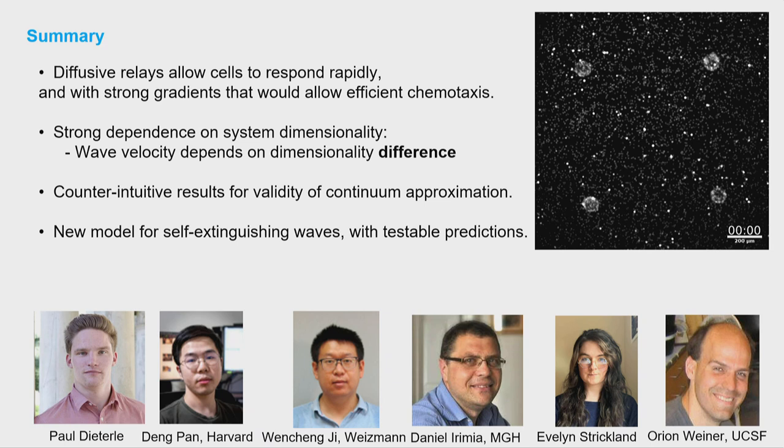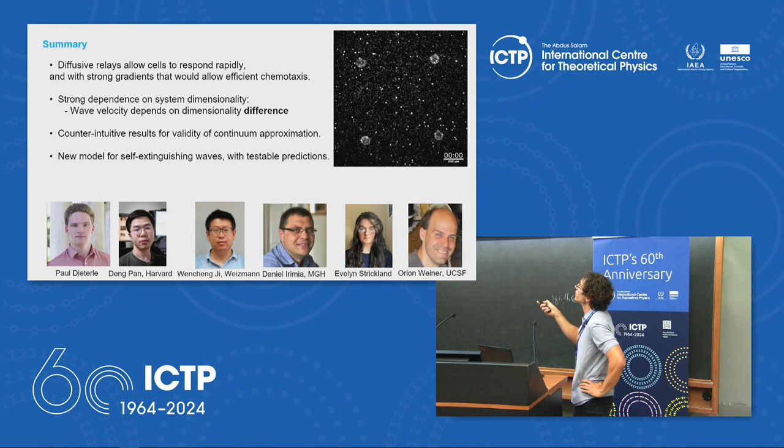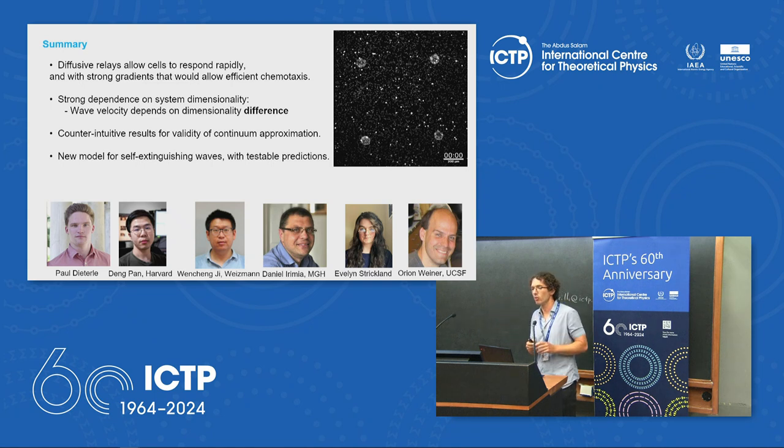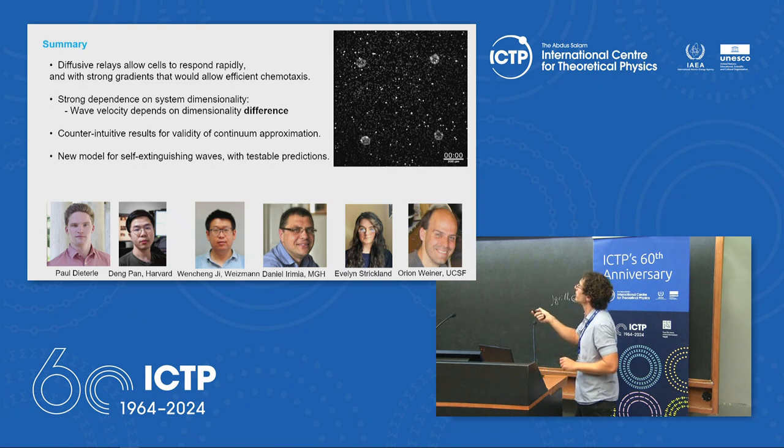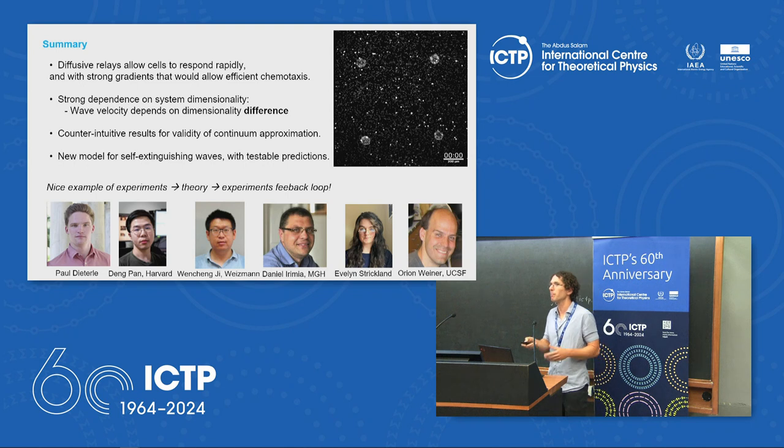So to summarize, I showed you that diffusive relays allow cells to respond rapidly and with strong gradients that allow for efficient chemotaxis. I showed you a strong dependence on the system dimensionality, and in particular, the wave velocity depends on the dimensionality difference between the dimensions the cells are in and the dimension diffusion takes place in. I showed you rather counterintuitive results for the validity of the continuum approximation, as well as new models for self-extinguishing waves with testable predictions. This was a really nice collaboration for me because it was an example of the usual feedback loop of experiments that led to theory, that led to more experiments, and we're still continuing with the next phase of theory and experiments.